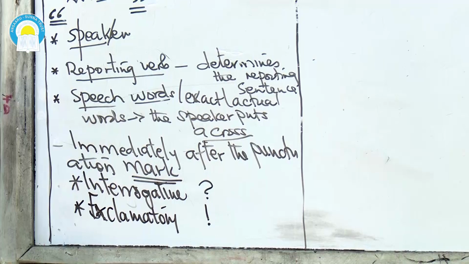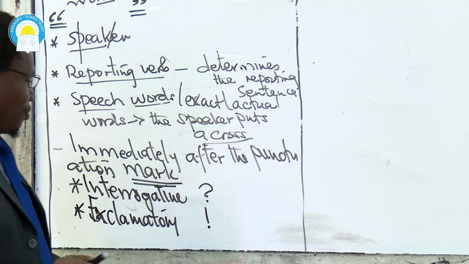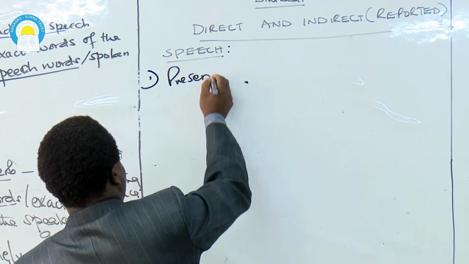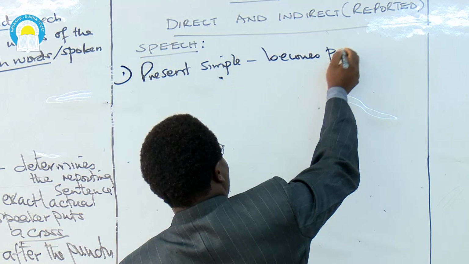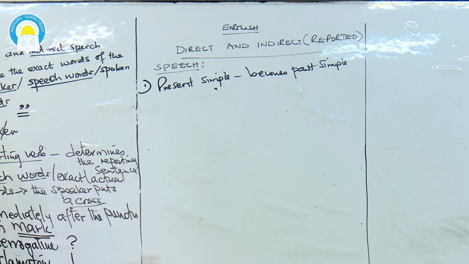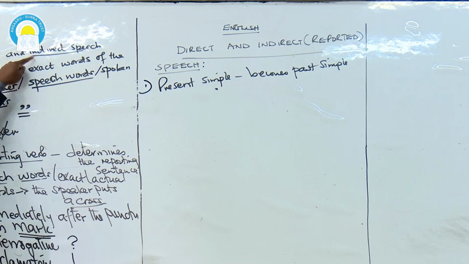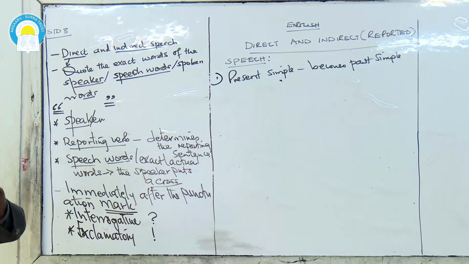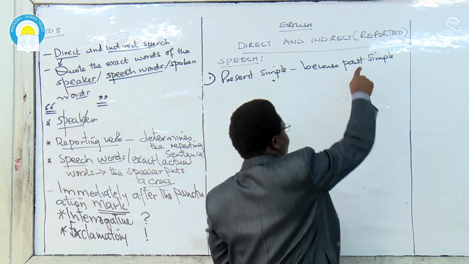So today, I would like us to look at rule number two. Rule number one was present simple becomes past simple. That a sentence in direct speech, which is in the present simple, when changing it into indirect speech, also called reported speech, whereby we are reporting the speaker's remark, that sentence is written into the past simple.